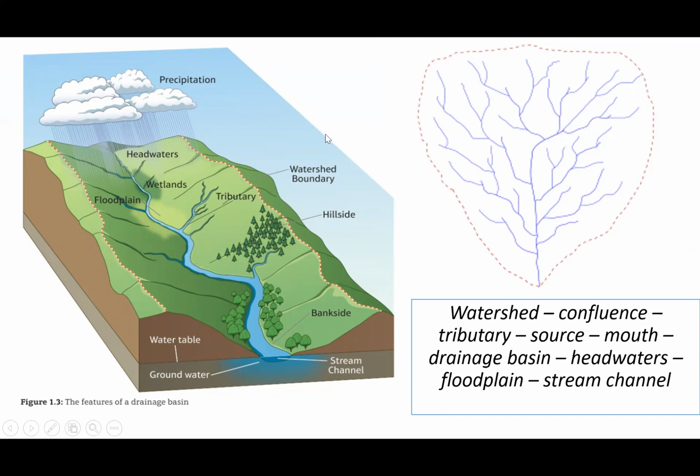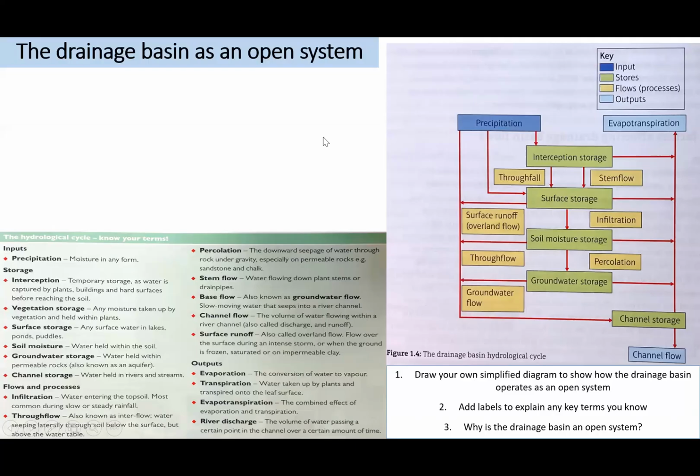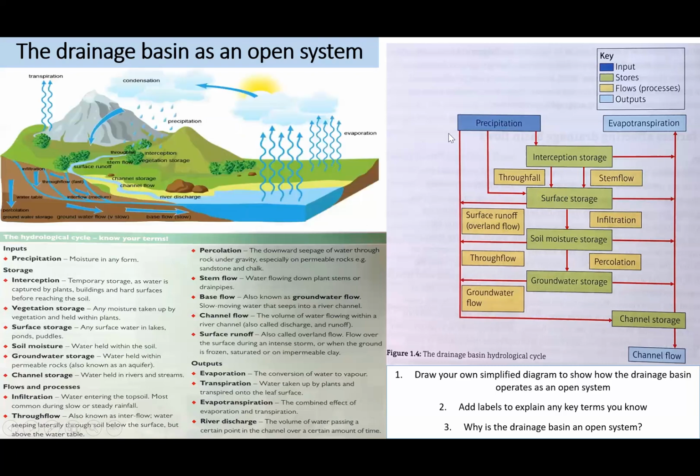So this is an open system with inputs and outputs. This is a systems diagram, which shows you your inputs, firstly in blue with your precipitation, your stores in green, your flows in yellow, and your outputs in your lighter blue. So I want you to draw yourself a simplified version of that.